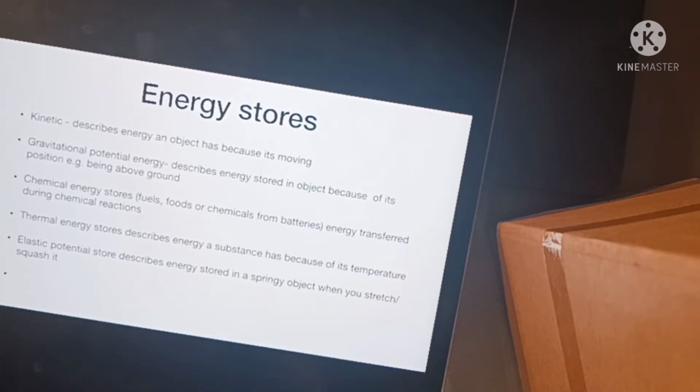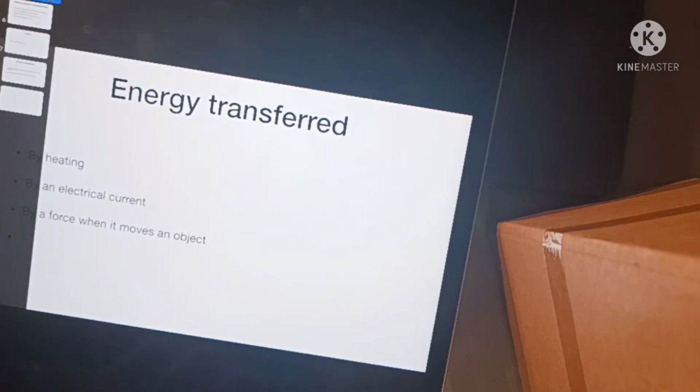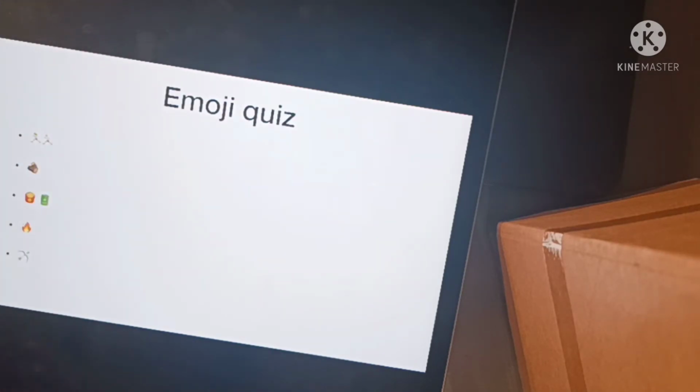So the elastic potential store describes energy stored in a spring object when you stretch or squash it, like a spring, or you know them as elastic bands. So yeah. Oh, sorry. The emoji quiz.